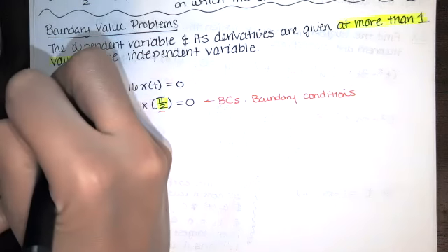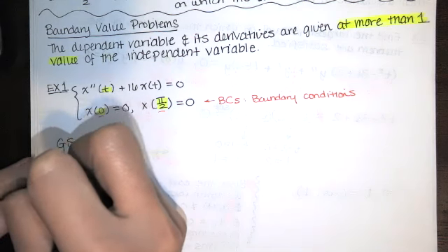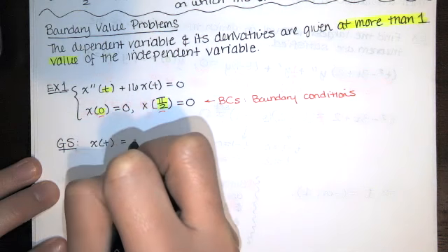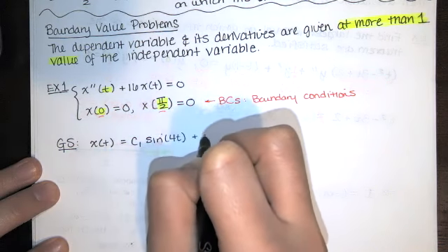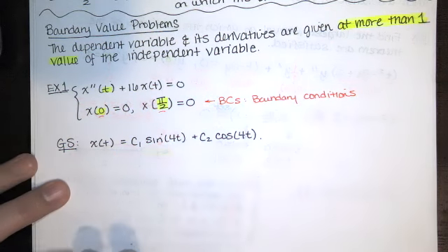So this is our first example for this boundary value problem. It turns out that the general solution of this differential equation is x of t equals a constant times sine of 4t plus a constant times cosine of 4t. That turns out to be true.